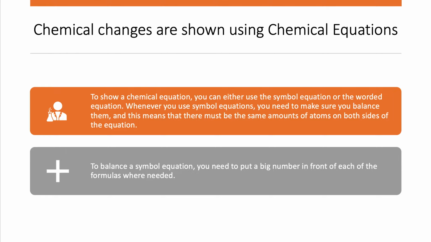Whenever you're showing a chemical equation, you have two options. You can either use the symbol equation or the worded equation. Whenever you're using the symbol equations, you need to make sure you balance them. That means there's equal amounts of each metal and element of the periodic table on each side of the equation. And to balance the symbol equation, you need to put a big number in front of each of the formulas when needed. So we're going to have a look at this later in this video.